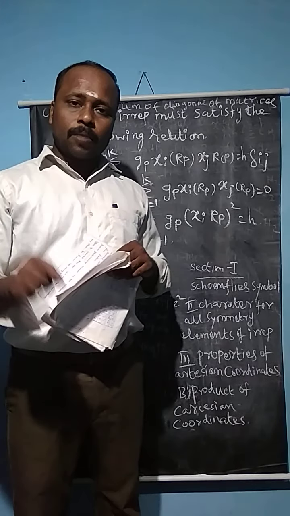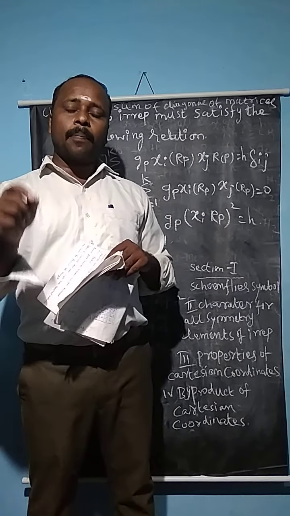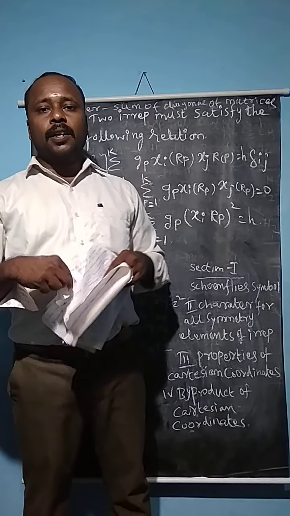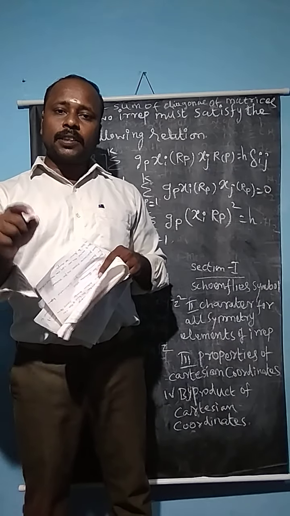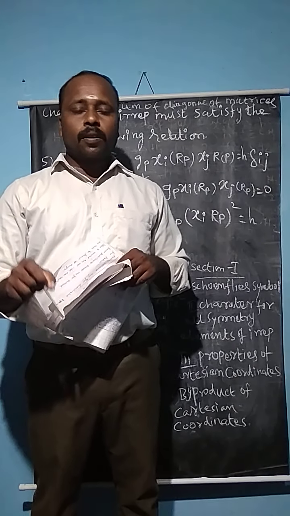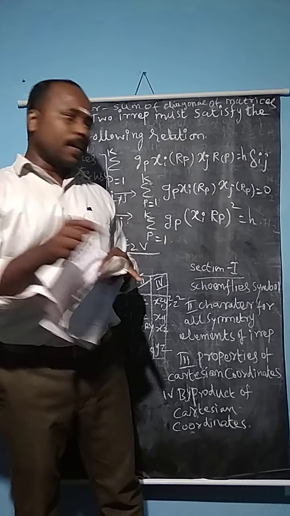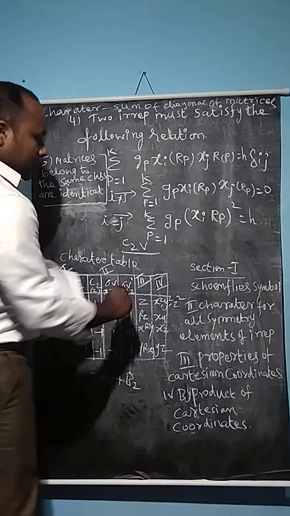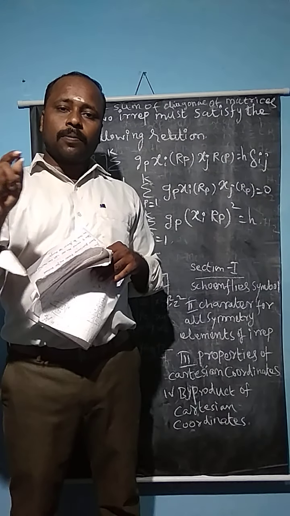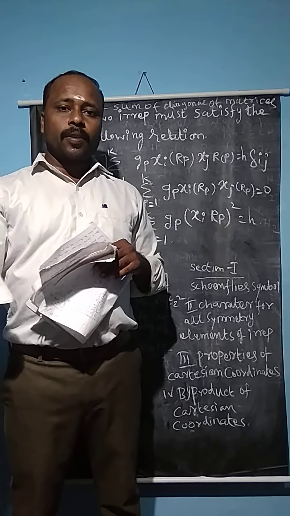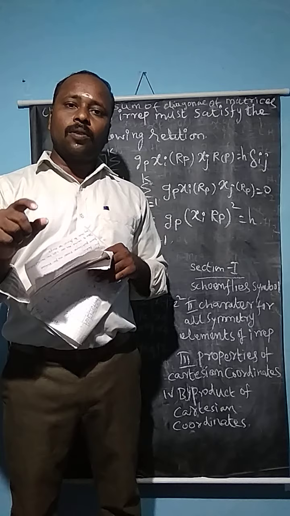So the number of irreducible representations is equal to the number of symmetry classes in the particular point group. The second one is the sum of the squares of the dimensions of the irreducible representations is equal to the order of the group. If you square the value 1, 1, 1, all the symmetry elements having only one value, 1 plus 1 plus 1 plus 1 is equal to 4. So the order of the group is 4.